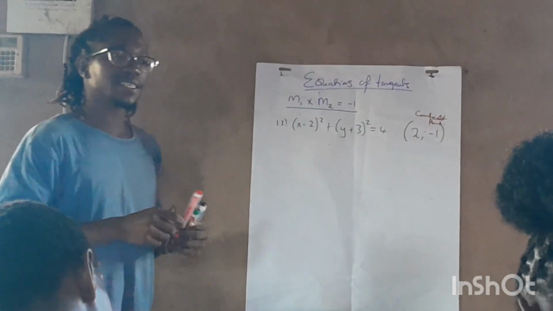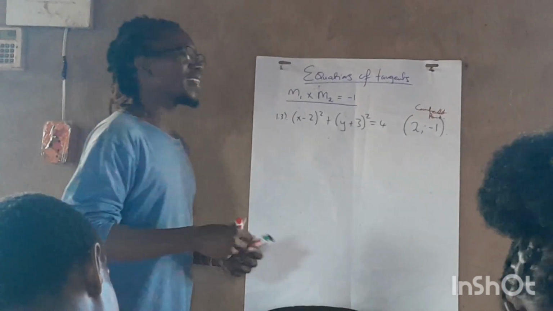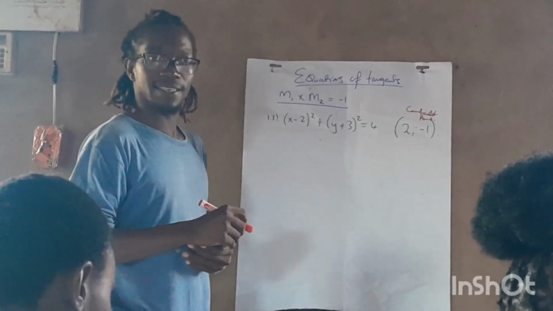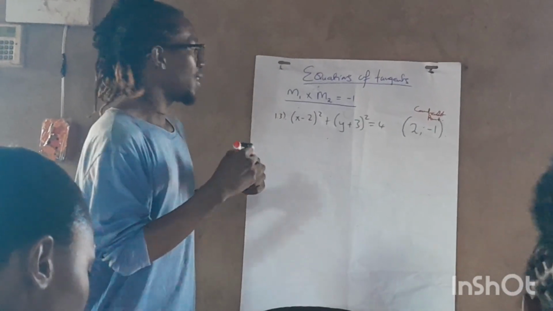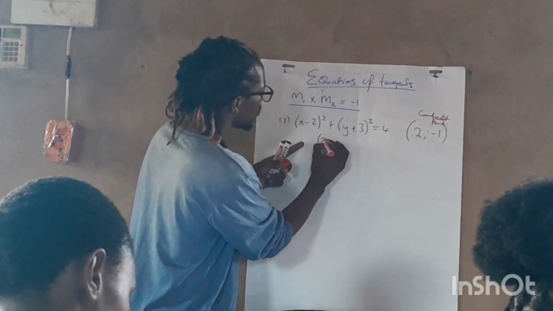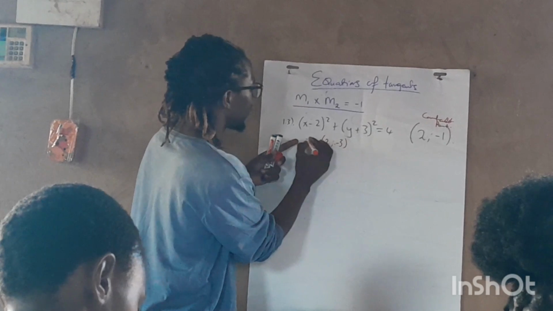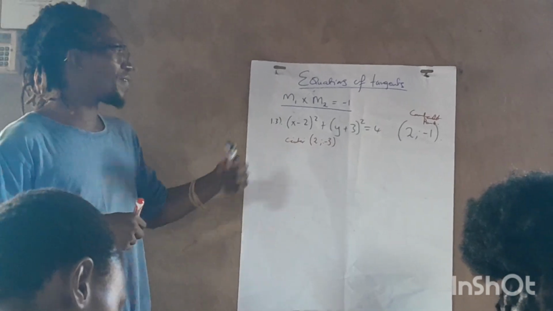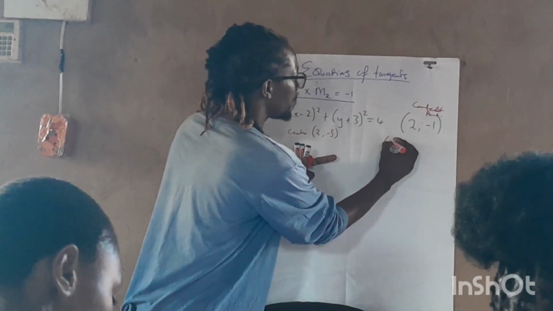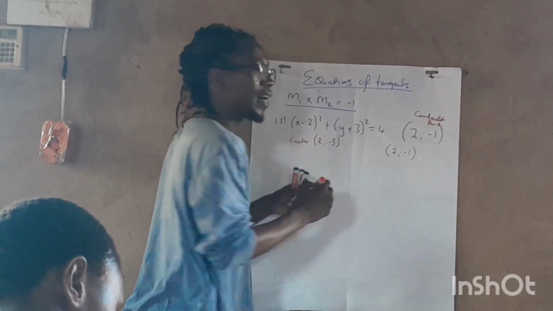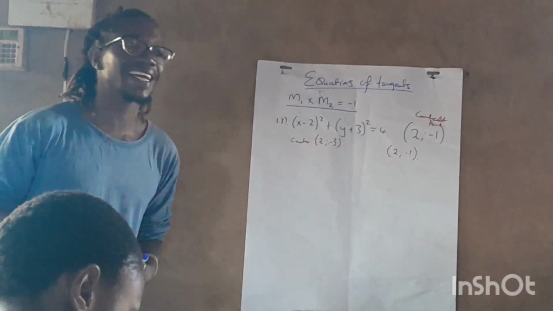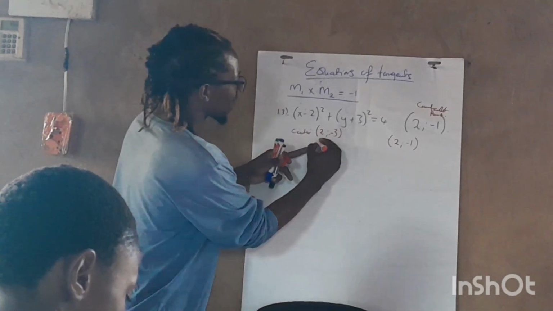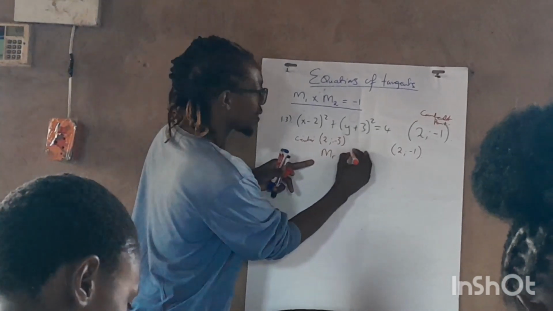So this is the equation of our circle, right? If we have the equation of the circle, we can find the center of the circle from this. So what is the center of this circle? It means that our center is (2, negative 3). So what do we do if we have the center of the circle and the point of intersection between the tangent and the circle? It means that we can calculate the gradient of the radius, right?